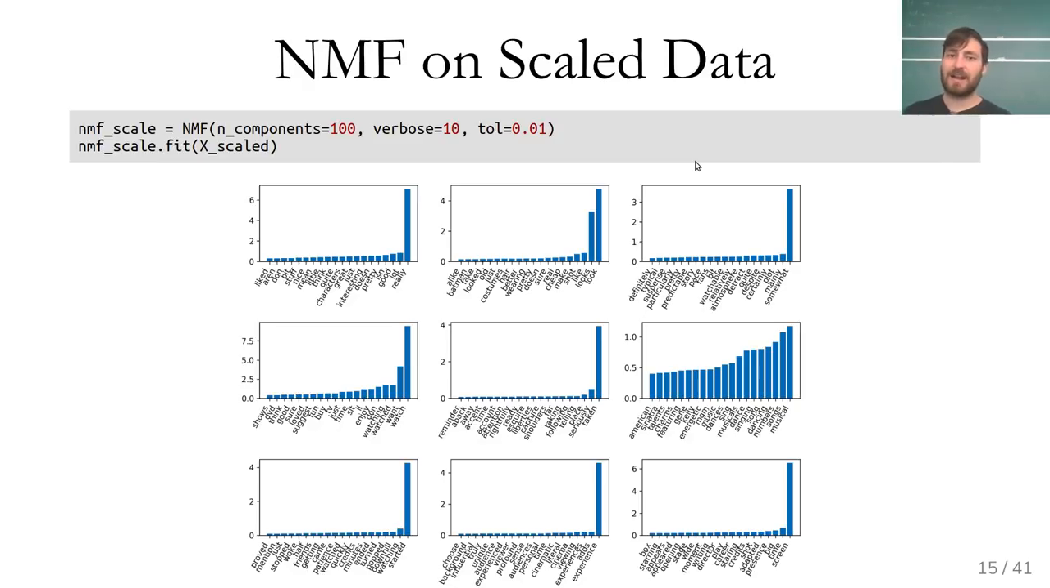I did it once on the scaled data and once on the not scaled data. Here I extracted 100 components. They are not ordered in any way, so I tried to pick the ones that have a large magnitude, and that doesn't necessarily mean these are the most interesting ones. Some of them capture some semantics of the data, but most of them seem to mostly explain one word, which is kind of boring.